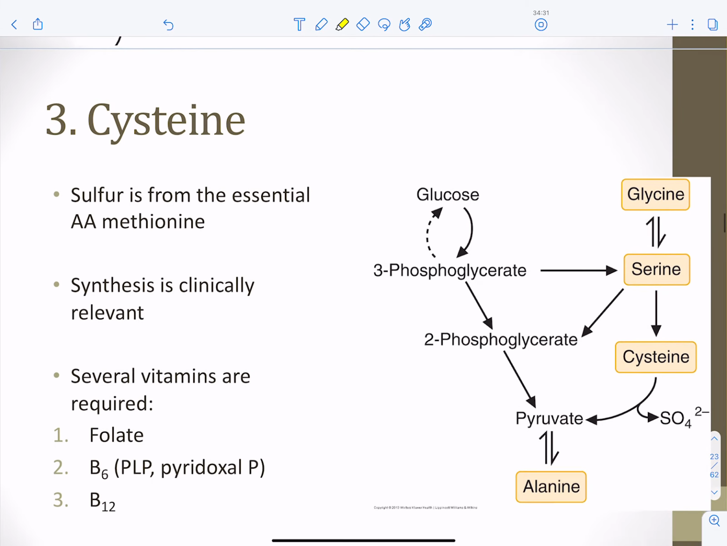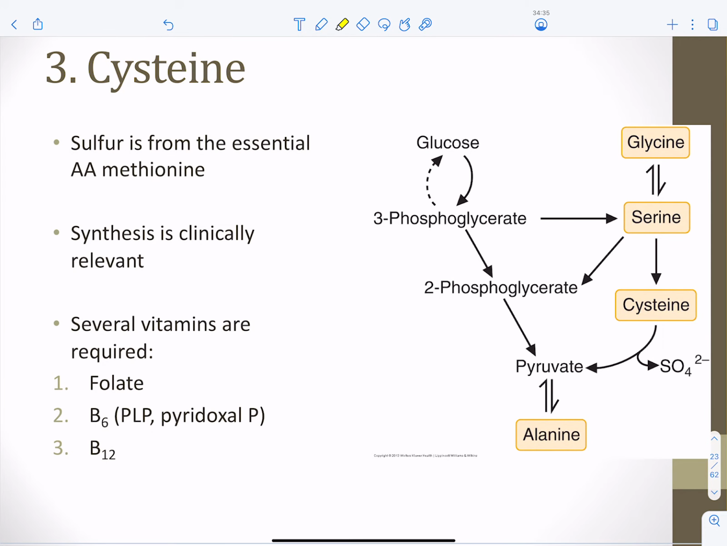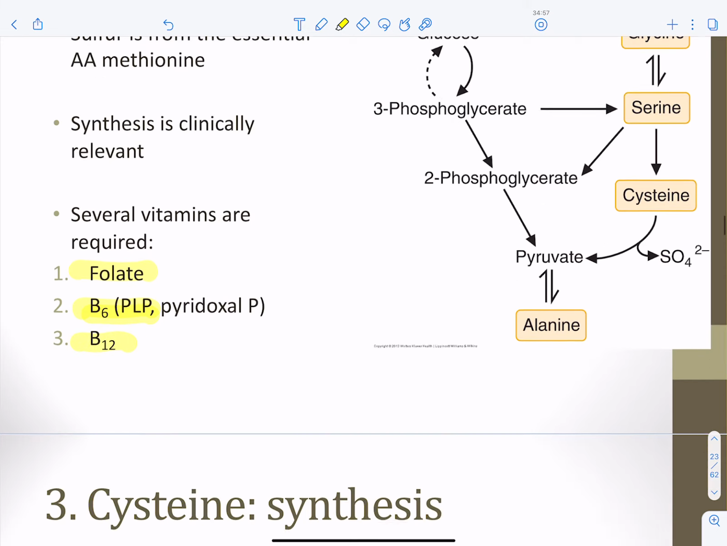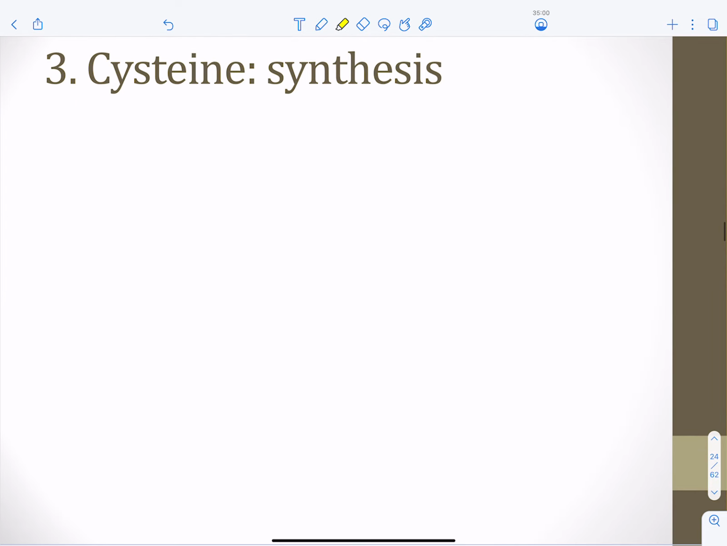Now next up is cysteine. So cysteine is going to come from serine, but cysteine is going to require methionine. So the sulfur group from methionine is going to be donated and generate cysteine. Cysteine is going to require these vitamins that we've been talking about, our vitamin B12, our folate, as well as our pyridoxal phosphate. So cysteine synthesis is pretty involved, and it is interrelated with the formation of SAM as well.